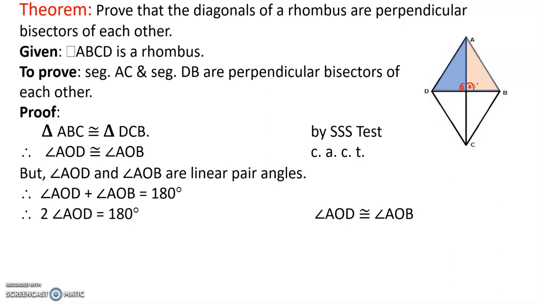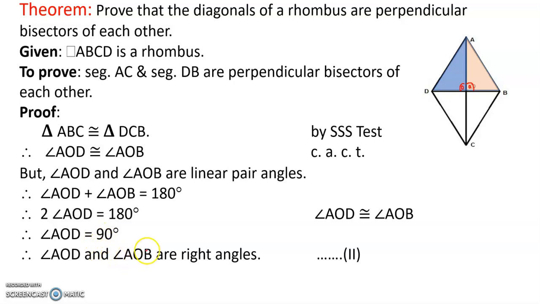And we can write it as 2 times angle AOD. Since angle AOB is congruent to angle AOD, instead of AOB, I will write AOD, and we can write it as the sum of two angles, 2 times angle AOD. Divide the complete equation by 2, which gives us angle AOD equal to 90 degrees. And it shows that angle AOD and angle AOB are right angles as both are congruent. We will call it equation number 2.